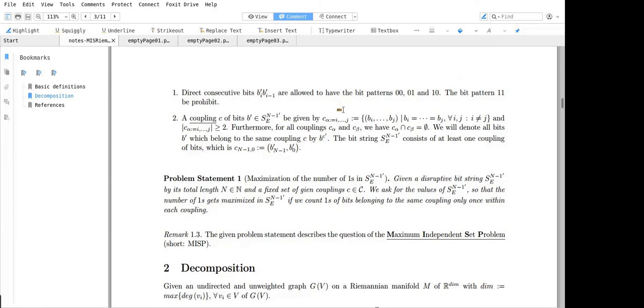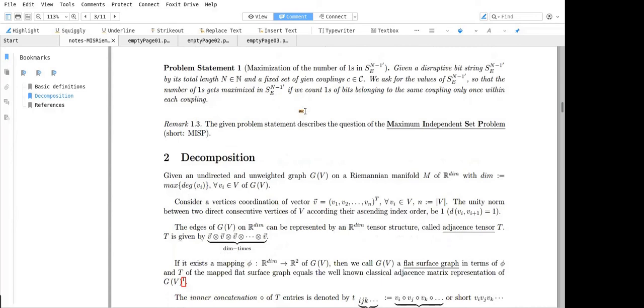So next time we will go to the decomposition part of our notes, and we'll look at how this algorithm works.